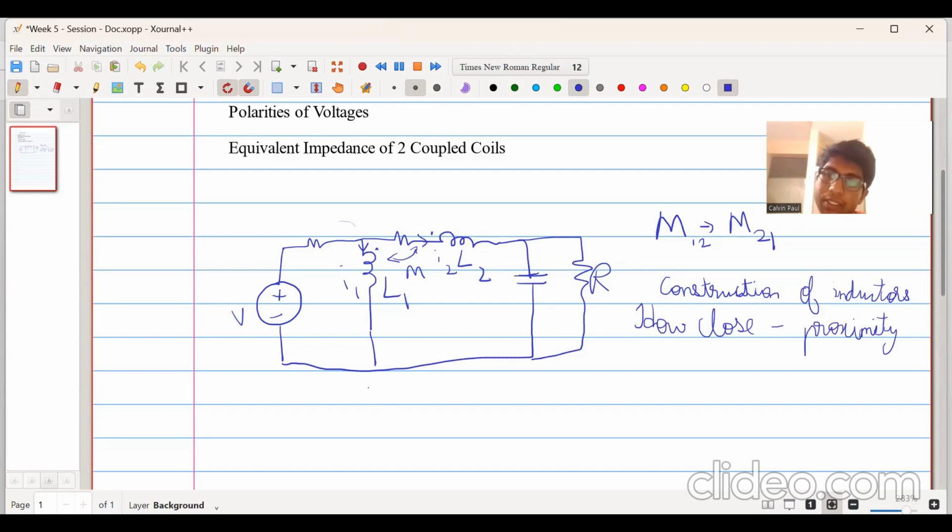These coupled coils and coupled inductors can have some specific applications. They have their own uses, which people use in various advanced electronic circuits as well. But that is beyond this UG level course, so we will not be going into it. So now we will proceed further.